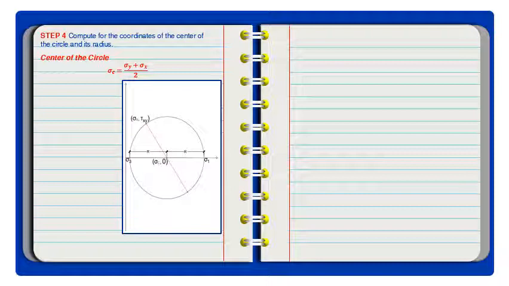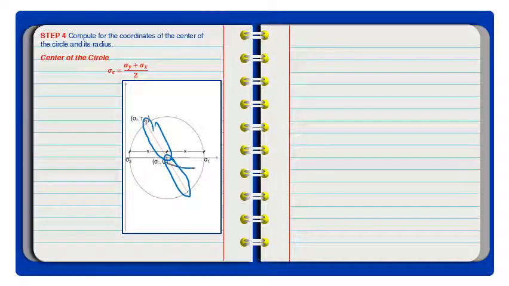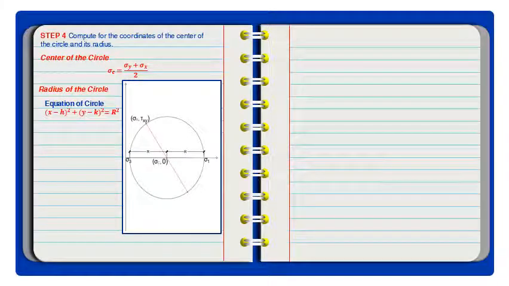So, since meron na tayong coordinate ng center of the circle, which is ito, we can now compute for the radius of the circle. Remember, nung kinonect natin yung points galing sa element, nakabuo tayo ng diameter. Now, ang kailangan lang natin yung radius, which is ito, at ito. Yan yung mga radius natin. So, para makuha yan, pwede nating gamitin una yung equation coming from the circle.